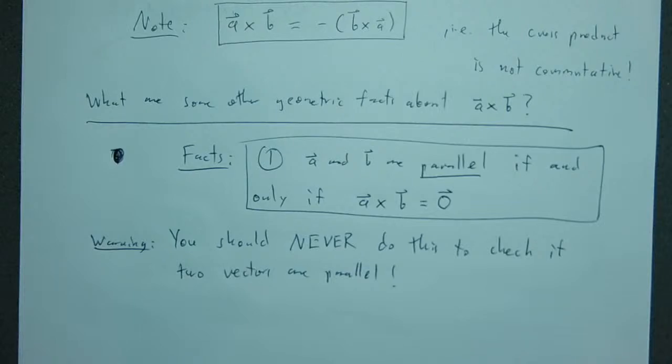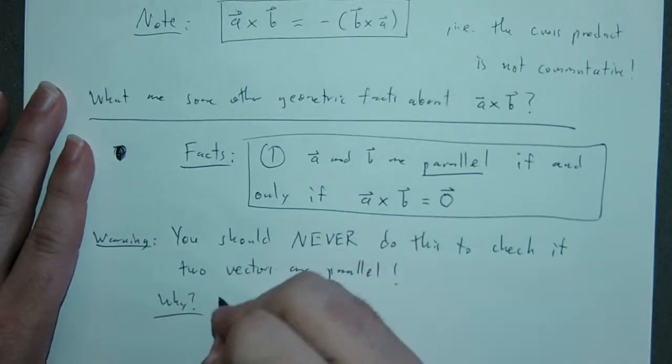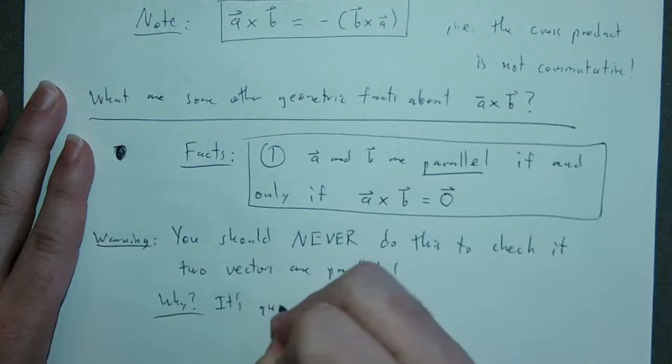What's easier and faster to compute is, what does it mean if two vectors are parallel? It doesn't mean their dot product is 1, or whatever. If two vectors are parallel, it just means they're scalar multiples of each other. So I don't have to compute anything. I can just look at them. It's quicker to just check directly.